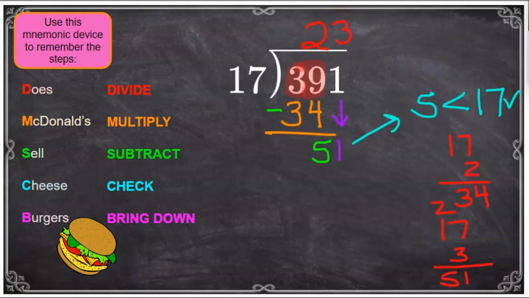So I'm going to put a 3 there, and then I'm going to multiply. 3 times 17 is 51. I'm going to subtract, and I get 0. So at the end, if I have a 0, then I'm done.